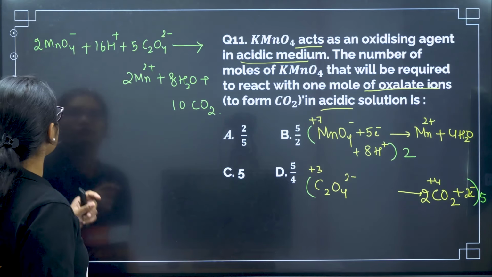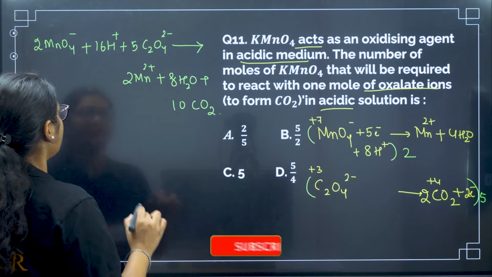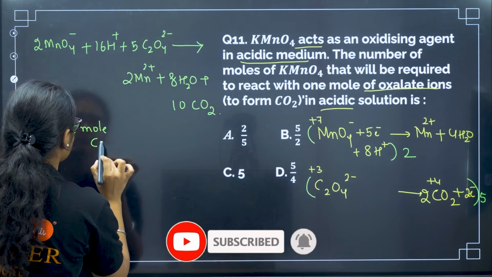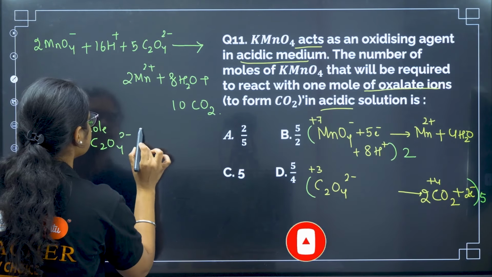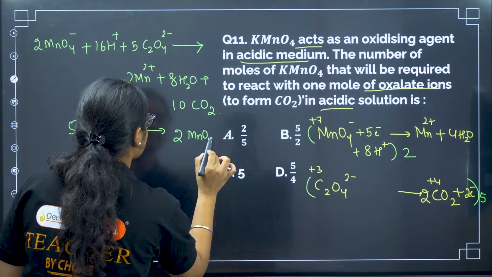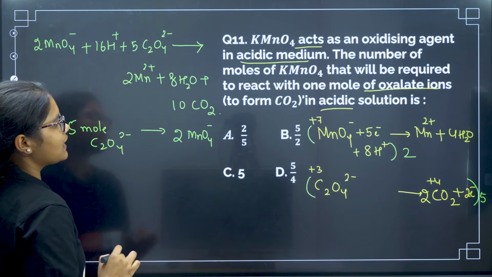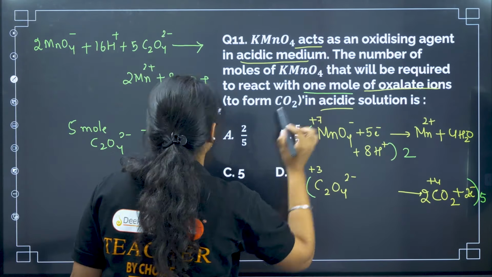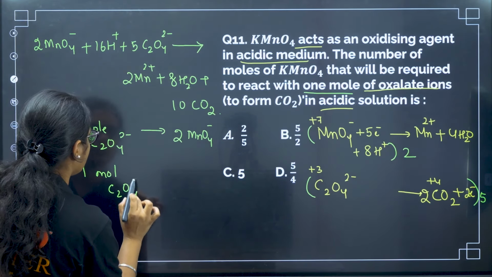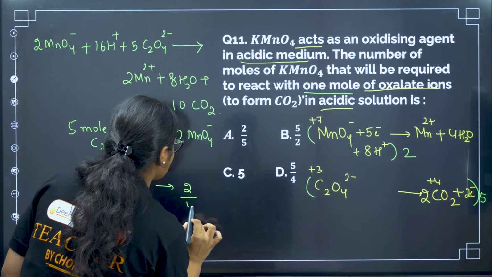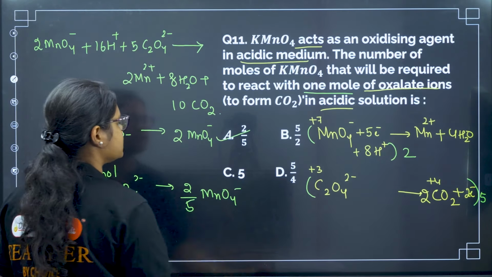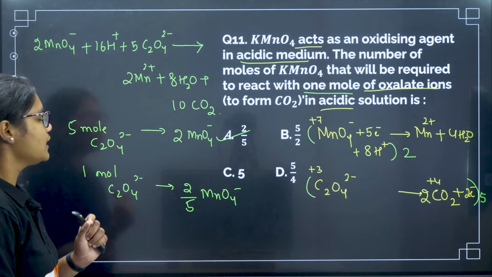Now if you see this equation, we can say that 5 moles of C2O4 2 minus are oxidized by 2 moles of MnO4 minus, right? Now the question is asking you to react with 1 mole of oxalate ion. So for 1 mole of oxalate ion, it will be 2 by 5 moles of MnO4 minus. So the correct answer for this question is option number A, that is 2 by 5.